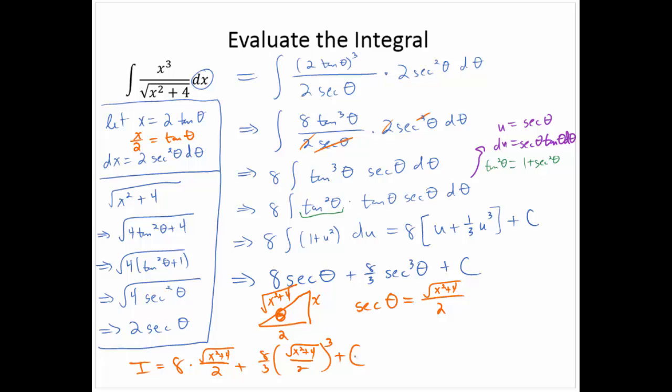And then if we simplify this a little bit, we would have 4 times the square root of x squared plus 4. And now let's see, the square root of x squared plus 4 cubed over 2 cubed, well, the 2 cubed is going to be an 8, and so those 8s are going to reduce out, so we'd have plus 1/3, and I'm just going to write x squared plus 4 to the 3/2 plus a constant. All right, so there's an example of how we can use this trigonometric substitution.